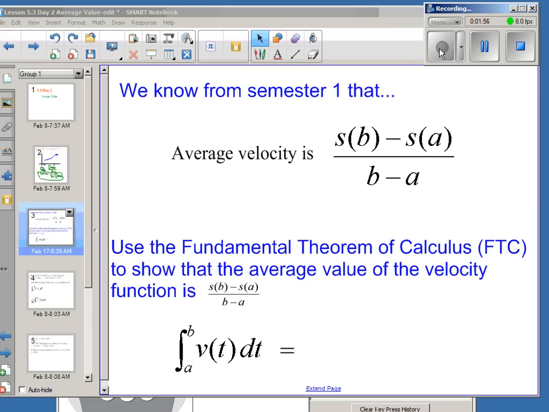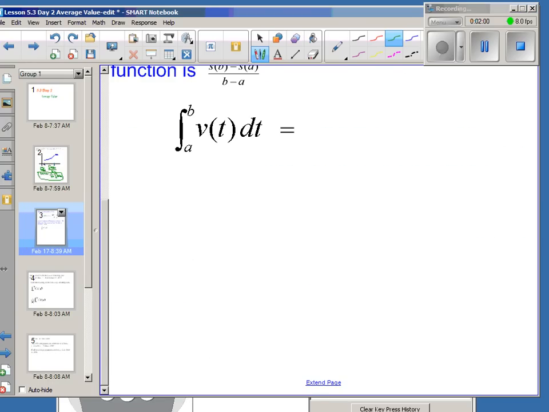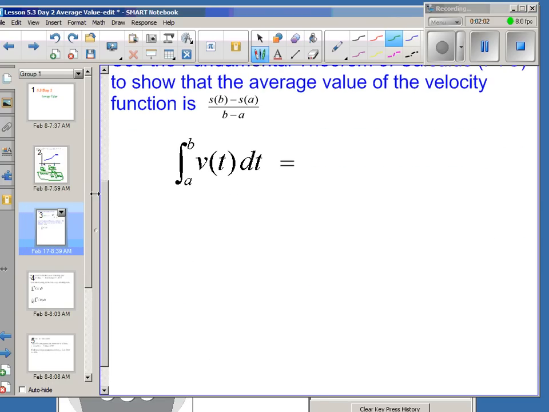And it's pretty simple, actually. What we do is we start with our integral here from a to b of our velocity, and we're saying that by the fundamental theorem, we have this equal to s of b minus s of a. So our change in position is equal to the integral of the rate of change.